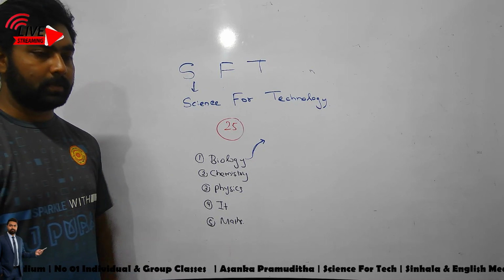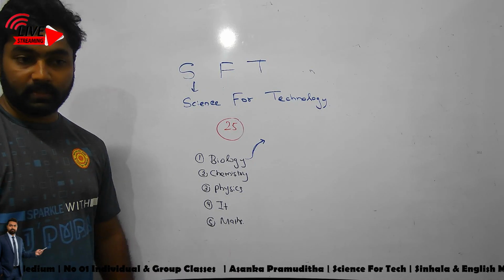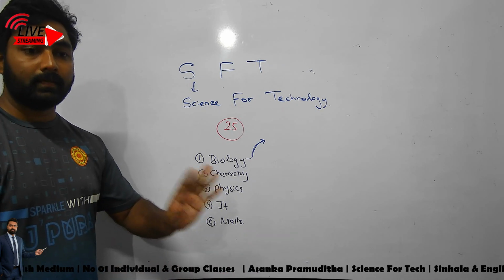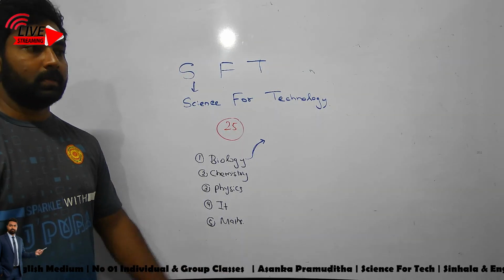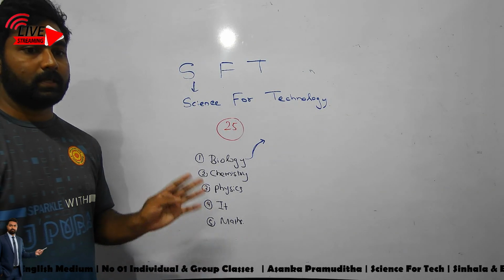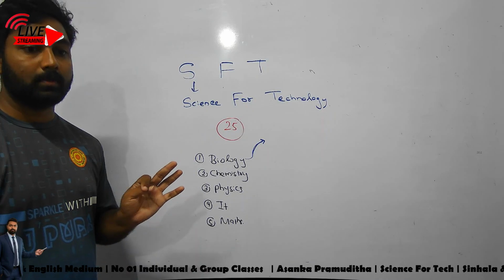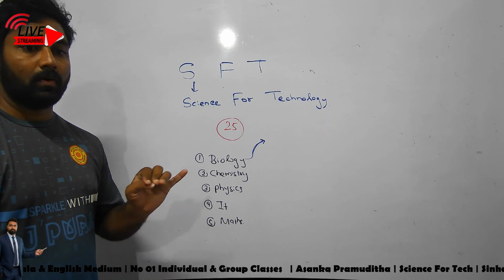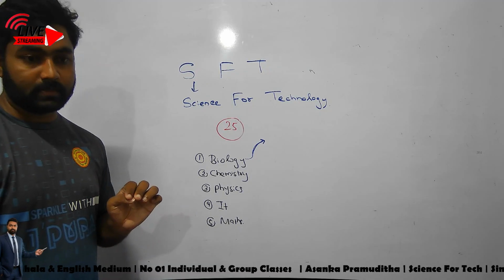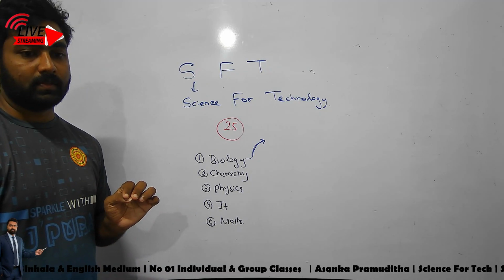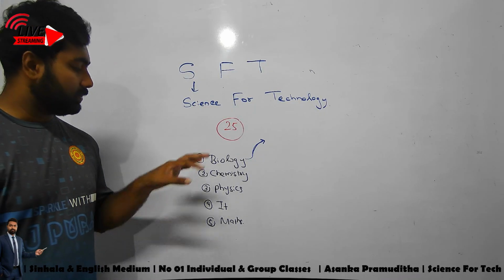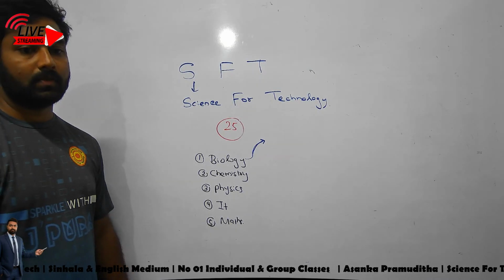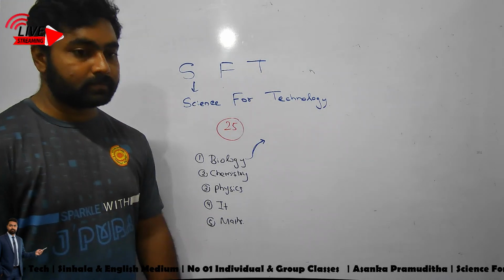Okay, then I will move to the maths part. Your first lesson is the maths part, that means area and volume. After area and volume, you have to learn about trigonometry, then Pythagoras, then coordinate geometry and statistics. That's all. Those are the 25 lessons we have to cover.